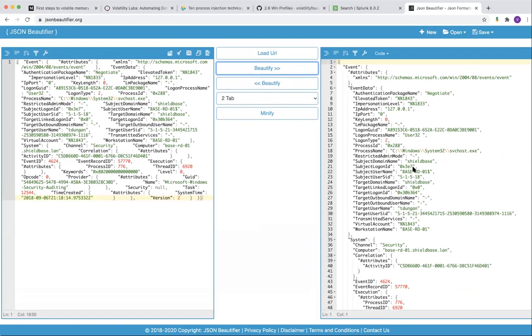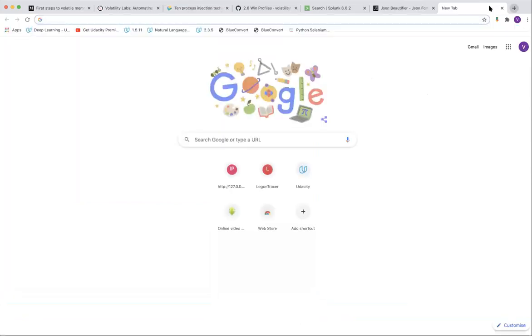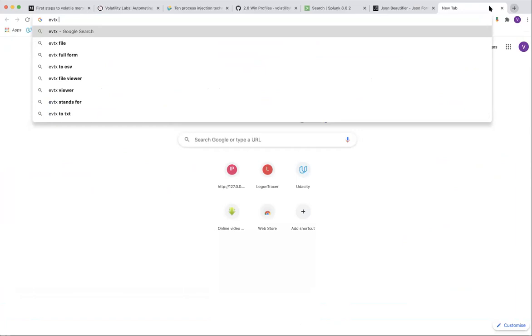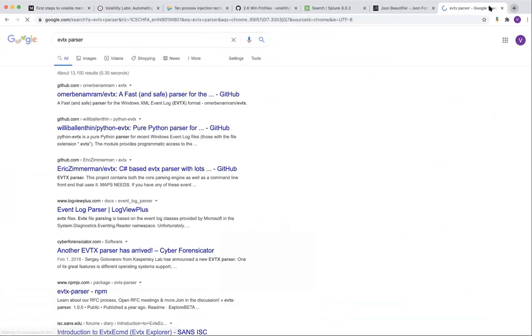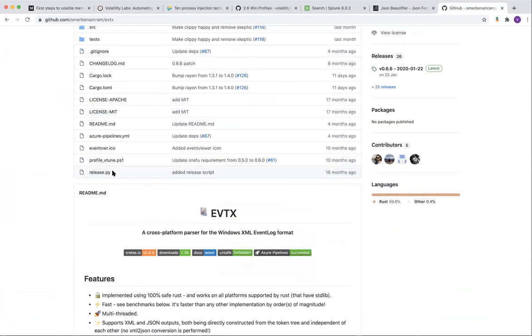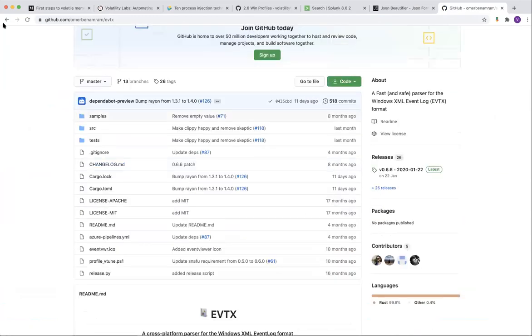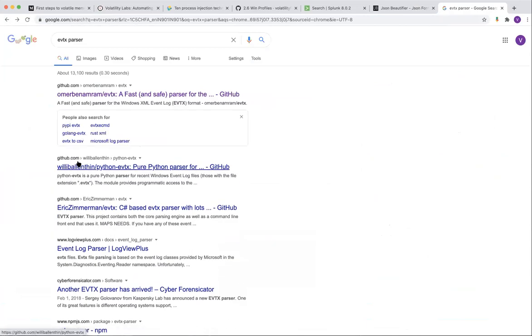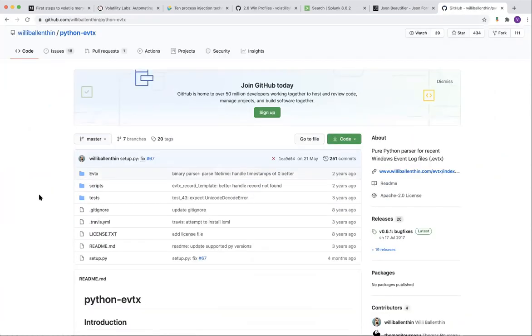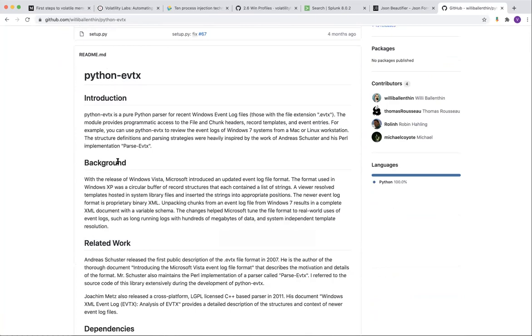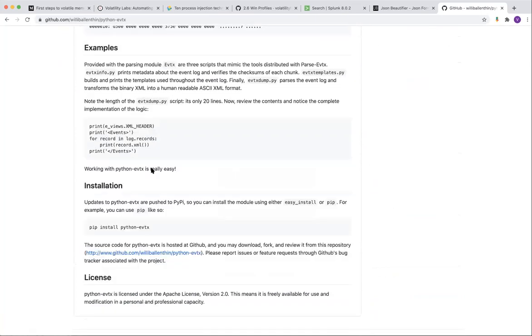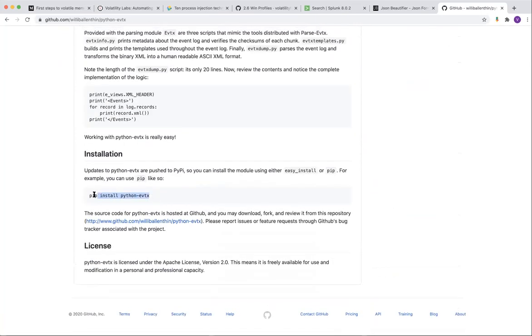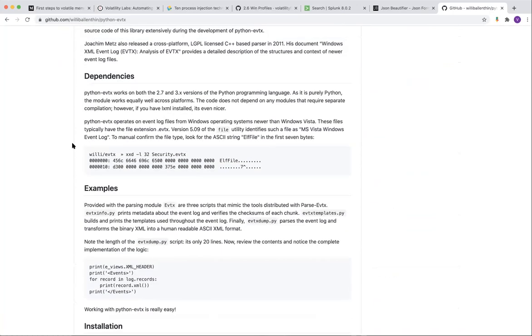And Pragyan, how are you able to parse this security log? There is a parser on GitHub, I think it's called EVTX parser. This one is a Python-based EVTX parser. What you do is install that Python EVTX module and then just give it the input.